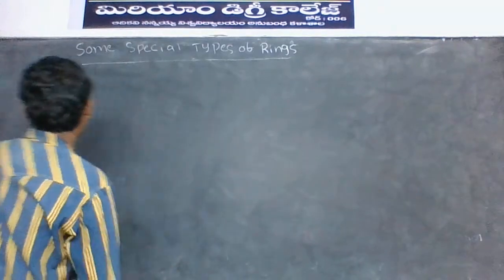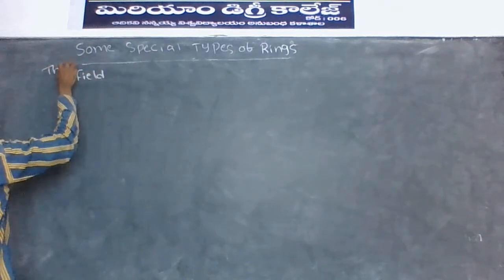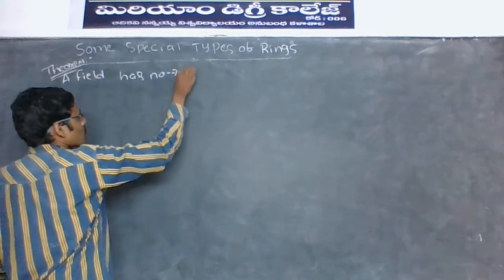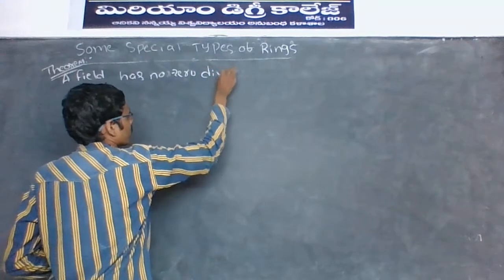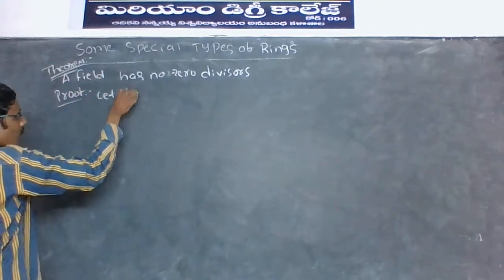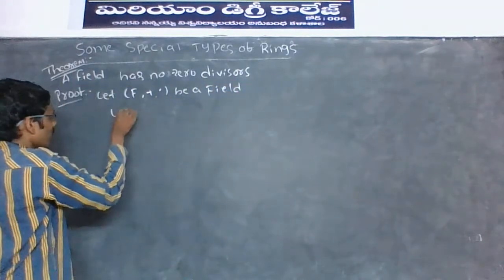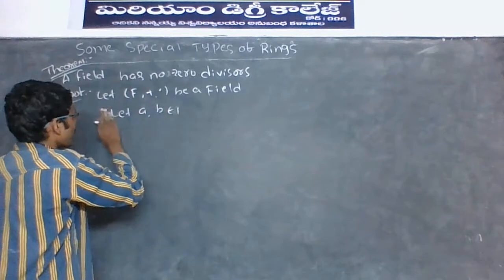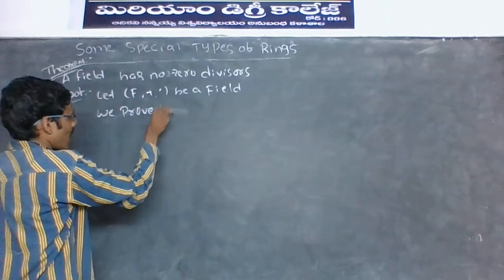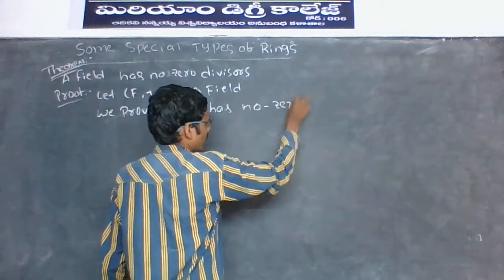Theorem: a field has no zero divisors. Proof. Let F plus comma dot be a field. We prove that F has no zero divisors.